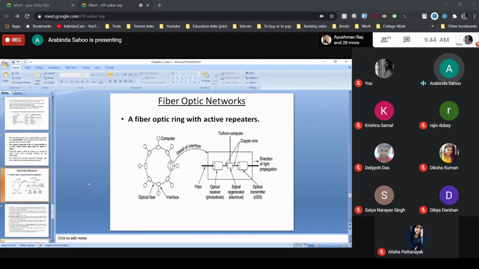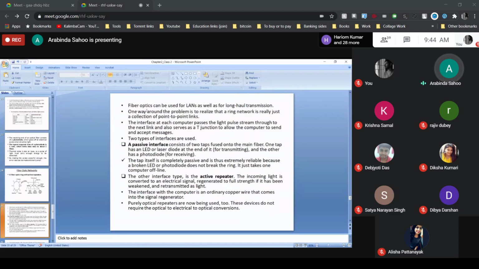So you can check in the case of your active repeaters. What is the function of your active repeaters? We'll discuss this. Fiber optic can be used for LAN as well as for long haul transmission.